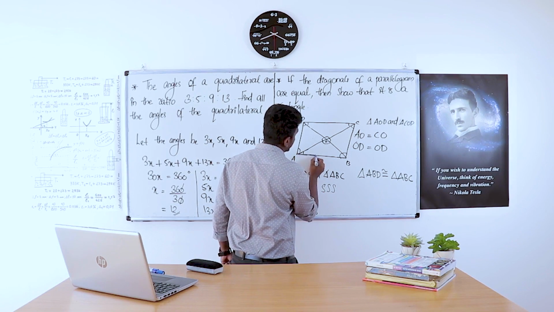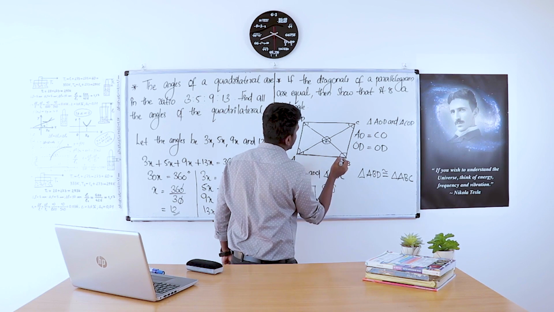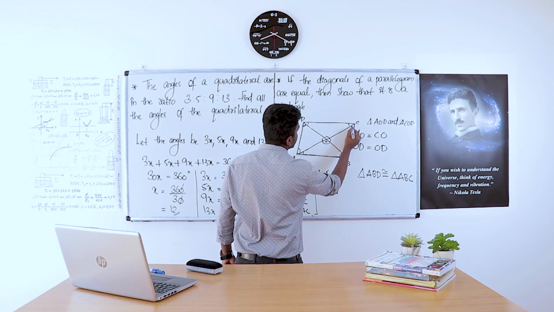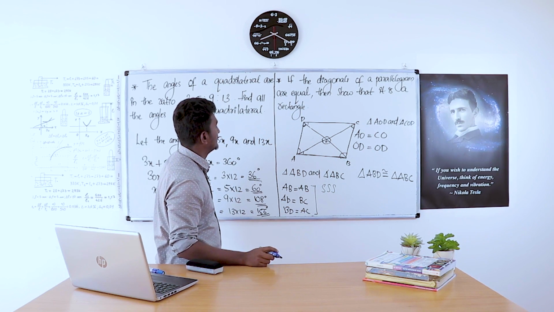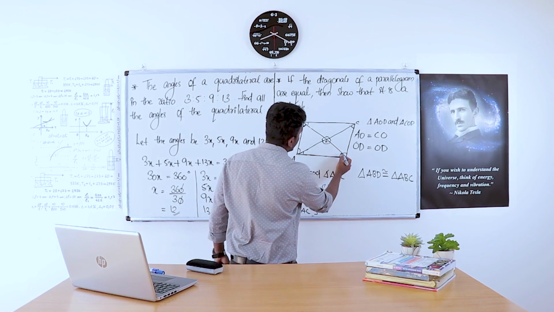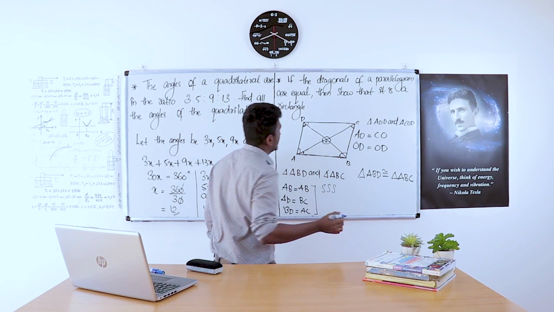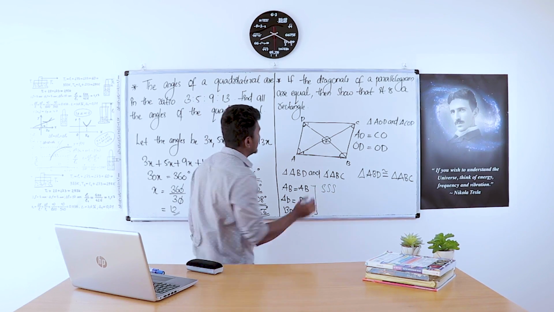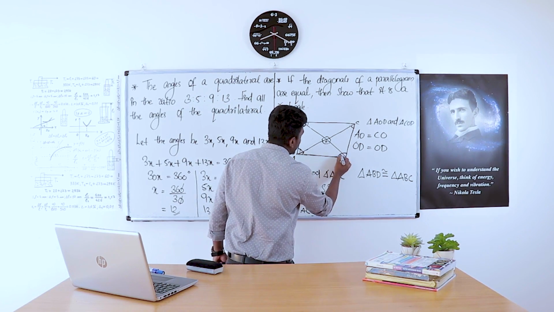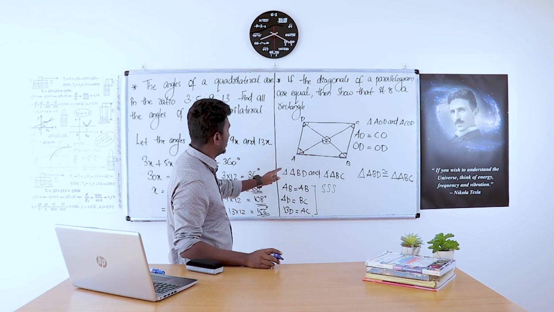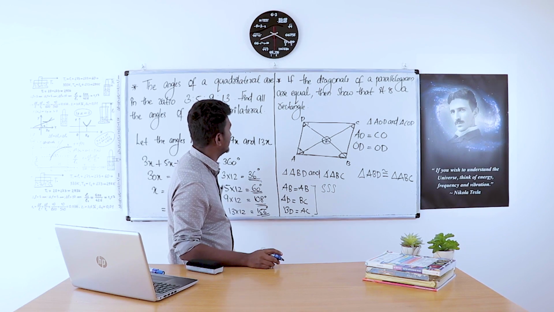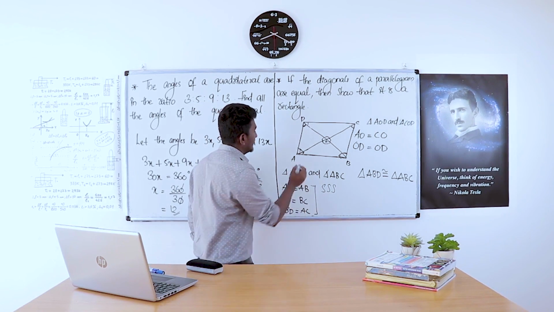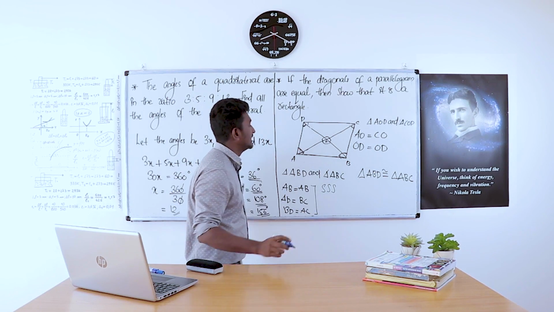So what are the corresponding parts of both these triangles? When we consider these two triangles, this angle and this angle are equal. Which are the corresponding angles in both the triangles? These two angles are equal. Otherwise, we can simply say that these two angles are equal when we consider triangle ABD and triangle ABC.